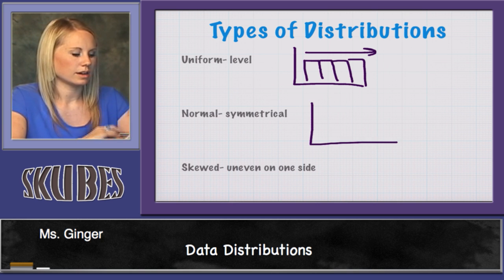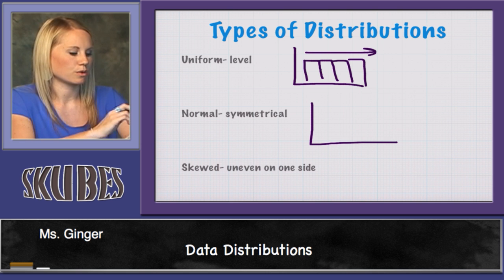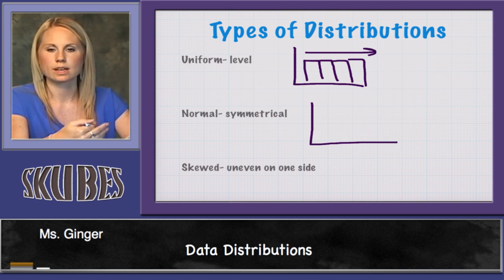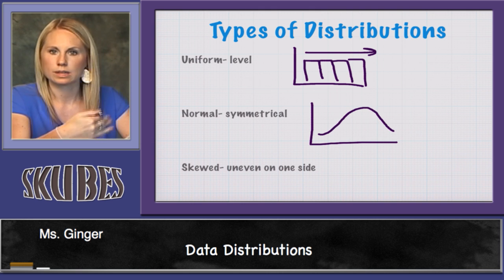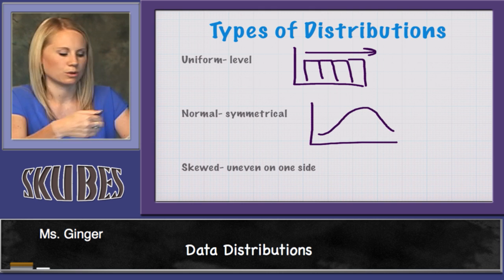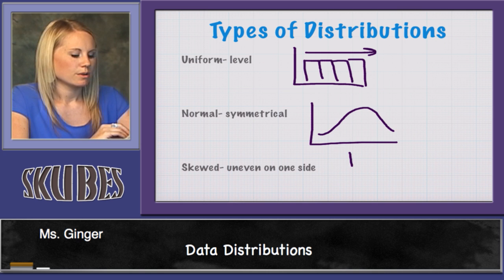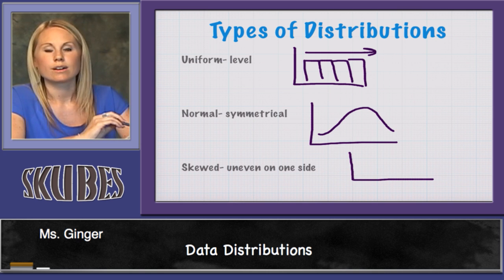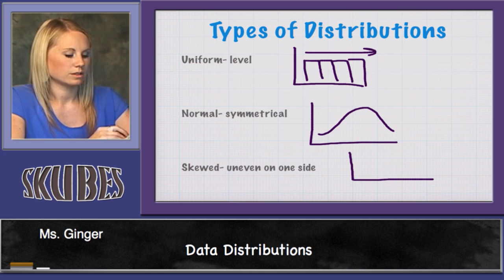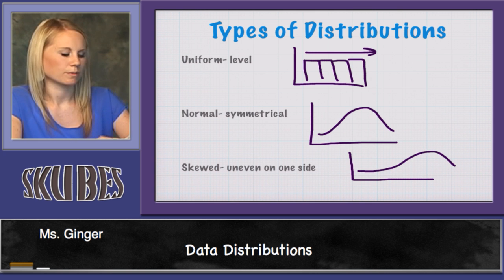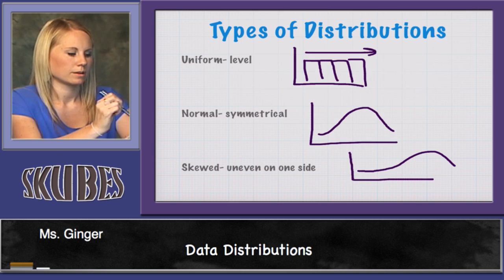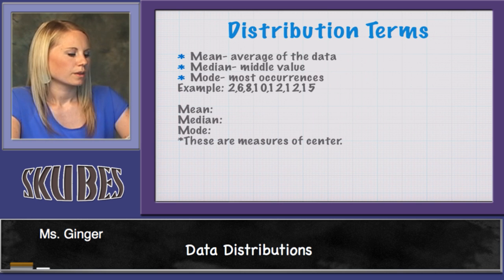You may distribute your data and notice that it forms some type of symmetrical shape. It's got some type of symmetry. Maybe it's increasing to a point and then decreasing, or maybe doing the opposite, maybe decreasing and then increasing. Or you may notice that after you graph your data in a display, it is uneven on one side, skewed to one side or the other. So that's what that term skewed means.